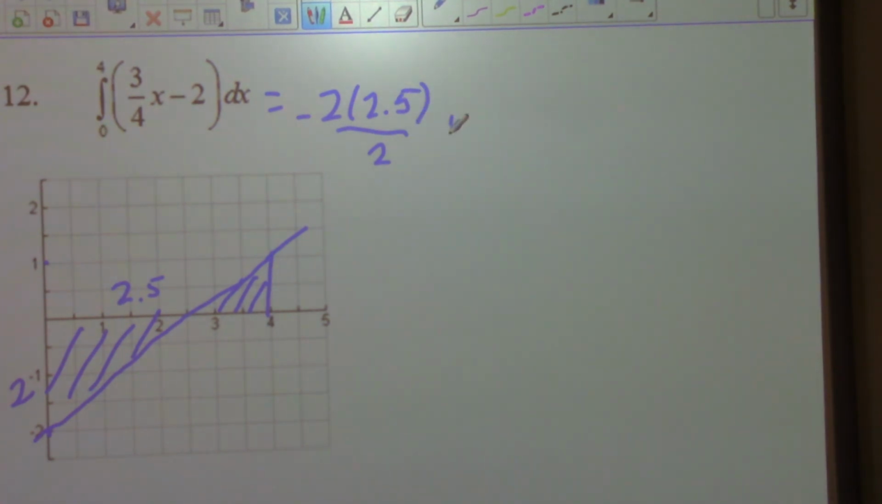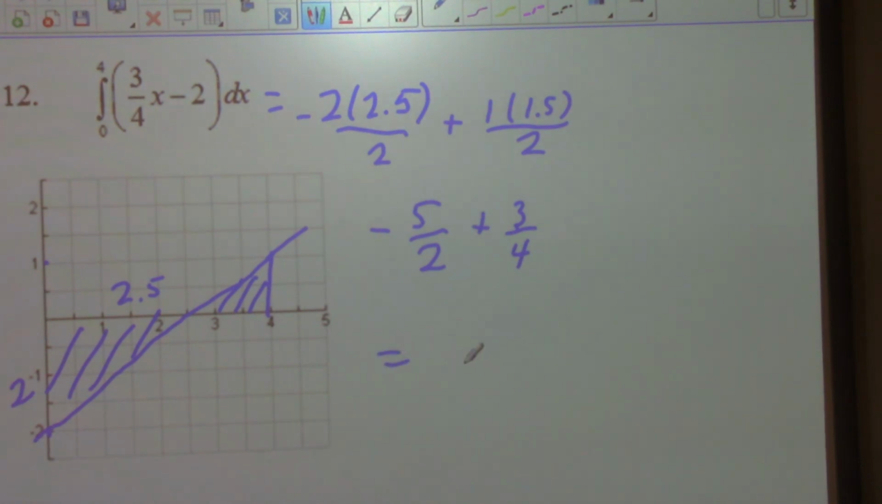And then that's going to be plus this area here, which is 1 times 1.5, so 1 times 1.5 divided by 2. So here we're going to be talking about negative 5/2, right? Plus, let's see, what is that going to be? That's going to be 1.5 over 2. That's going to be 0.75, right? Or 3/4.